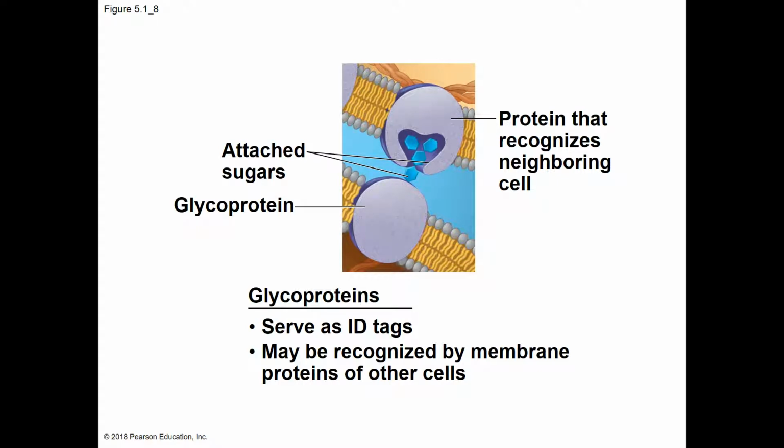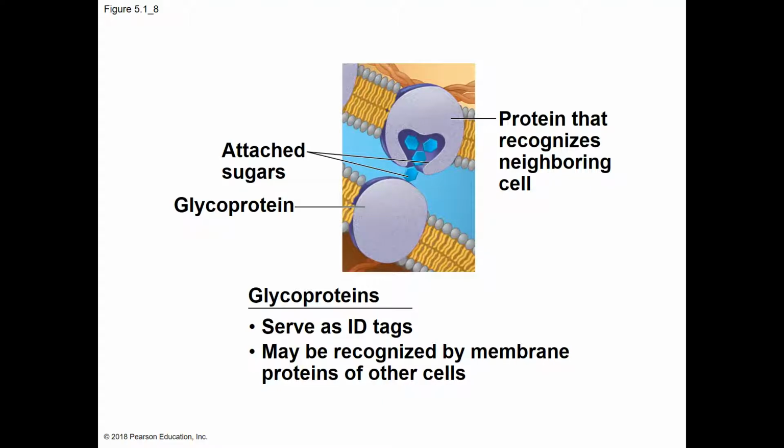Okay, so you can see here, this is where we left off on the last video. We're looking at something called glycoproteins. Glycoproteins are proteins with a sugar attached to them in the membrane. Glycoproteins have a specific job. They help cells recognize each other, which means it's a way that cells can communicate.